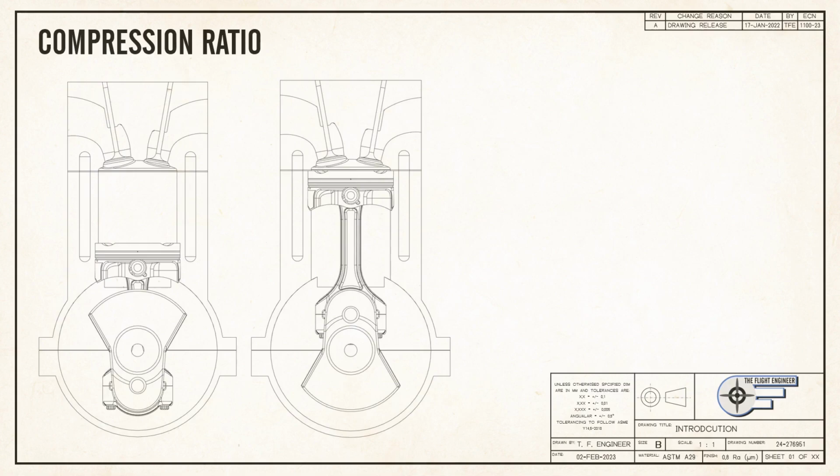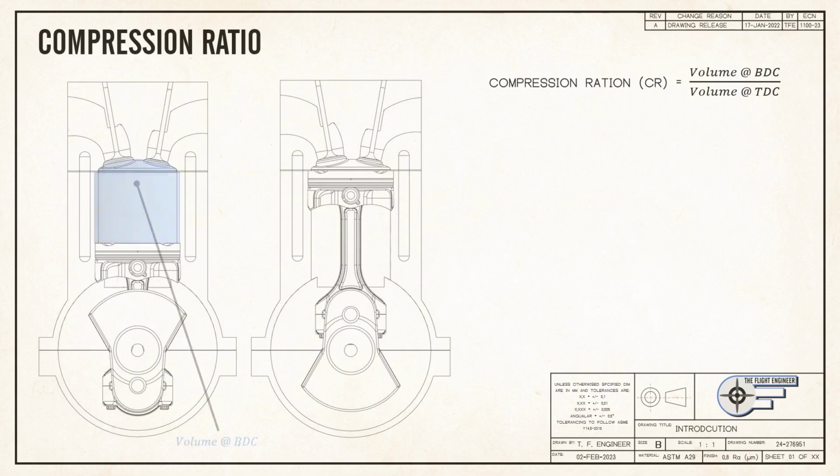Now that the cylinder head has been covered, we'll make a quick detour and talk about compression ratio. Compression ratio describes how much an engine's intake charge is squeezed after the valves are closed and before combustion takes place. This is represented by the ratio of the charge's volume at BDC to its volume at TDC.